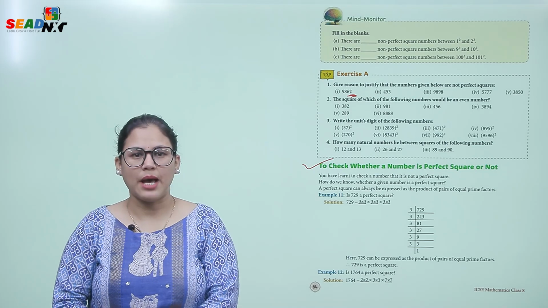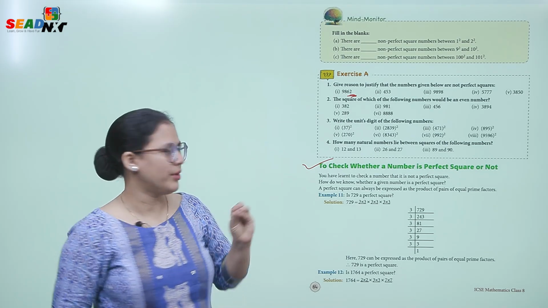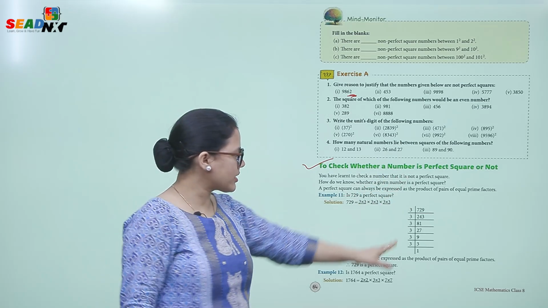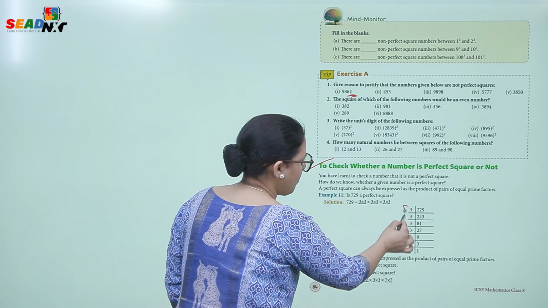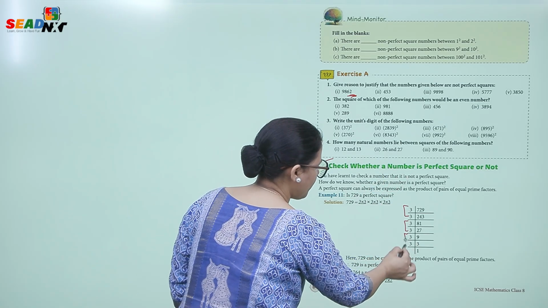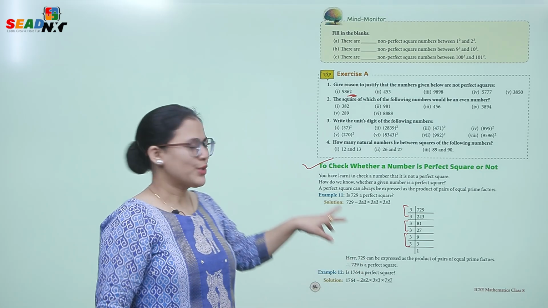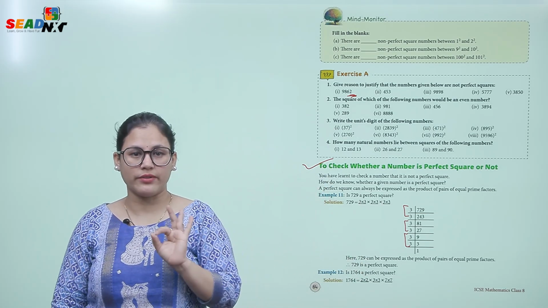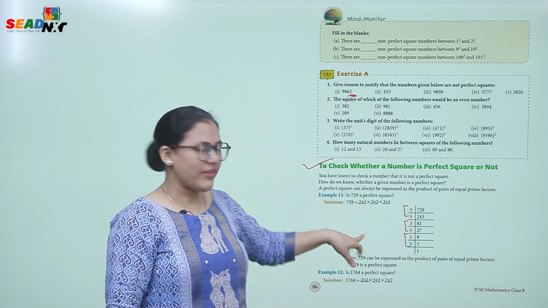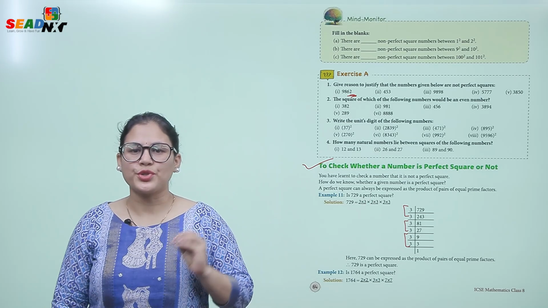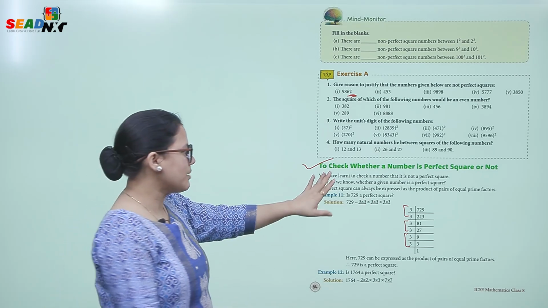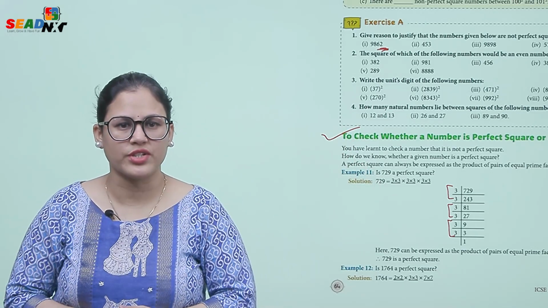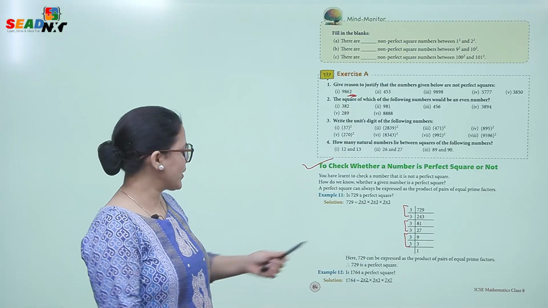ओके, फॉर एग्जांपल, इज 729 अ परफेक्ट स्क्वायर? ओके, अब इसके प्राइम फैक्टर्स हमने निकाले. See, 1 pair, 2 pair and 3 pair. Okay, so 3 into 3 into 3 is 27. So 729 can be expressed as the product of pairs of equal prime factors. So this is a perfect square. और अगर equal pairs नहीं बनेंगे, that means it is not a perfect square. Okay. Similarly, you will do example 12 also.